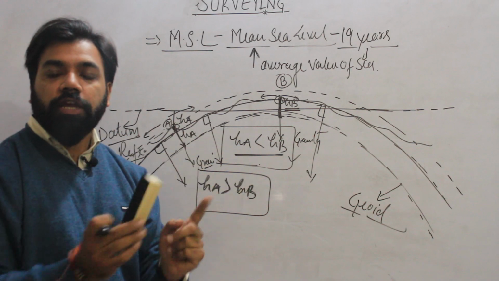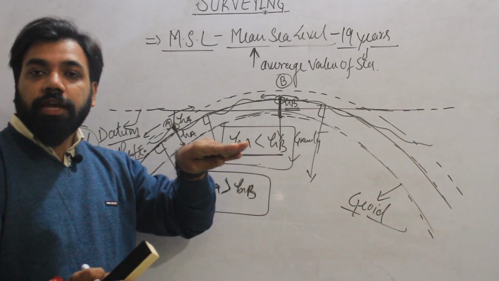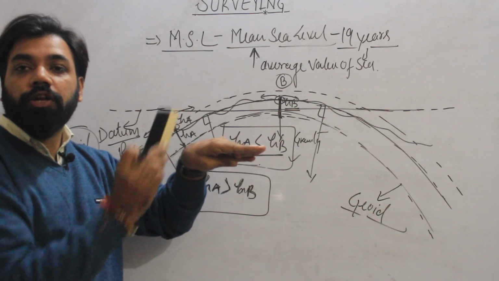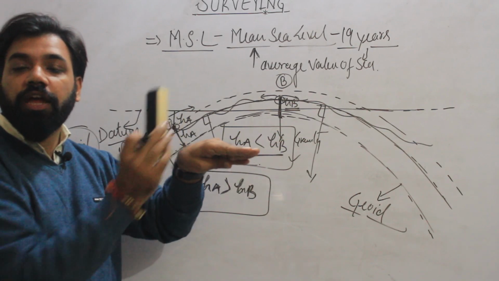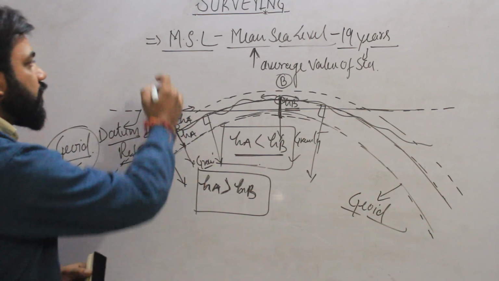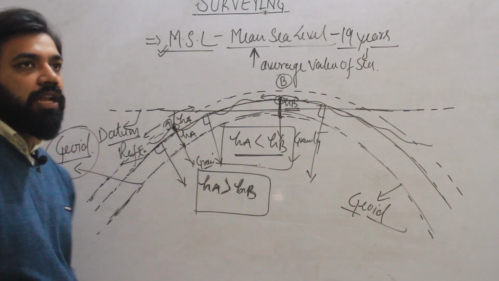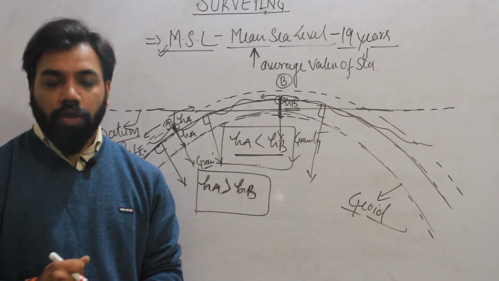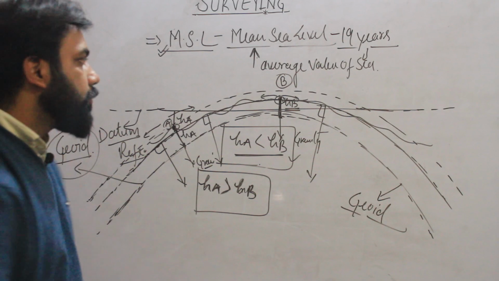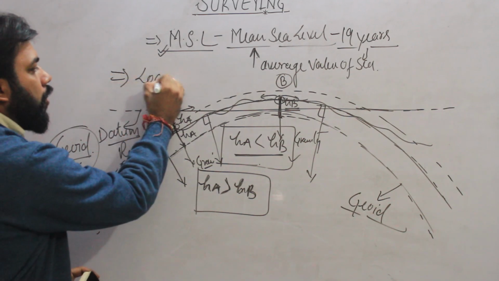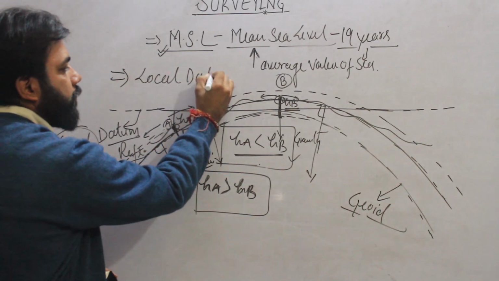Alright, so it is taken as a reference for the entire country. For the entire country we are taking one level, a reference level, through which we can measure our vertical controls, or our vertical heights, for the leveling purpose. So that level is known as mean sea level. Alright, next we will see what is local datum. The next point is termed local datum.